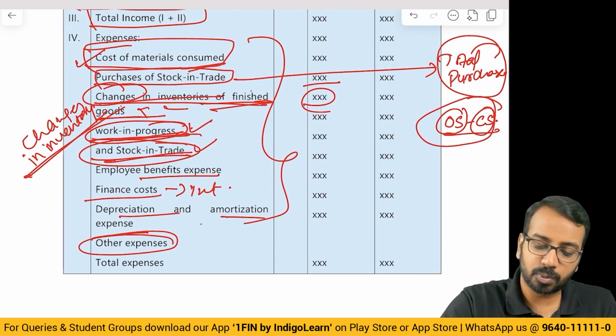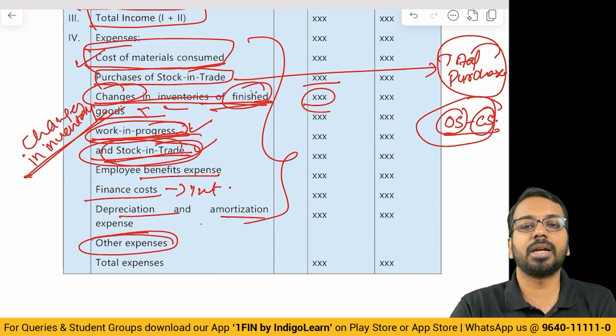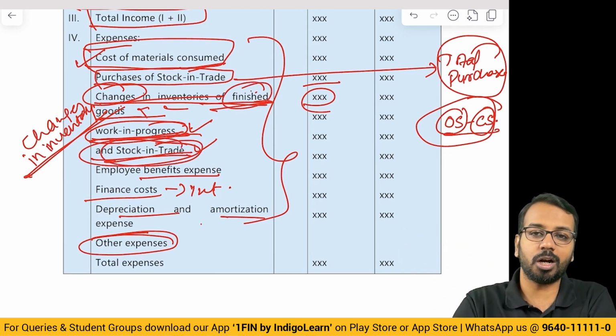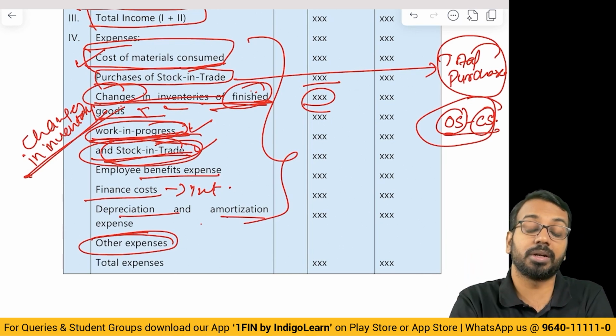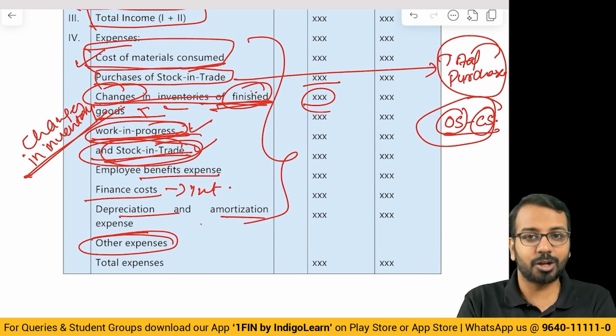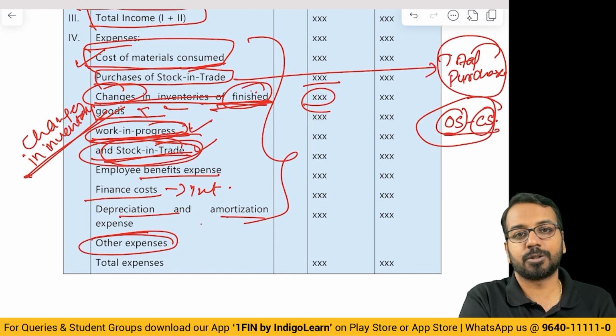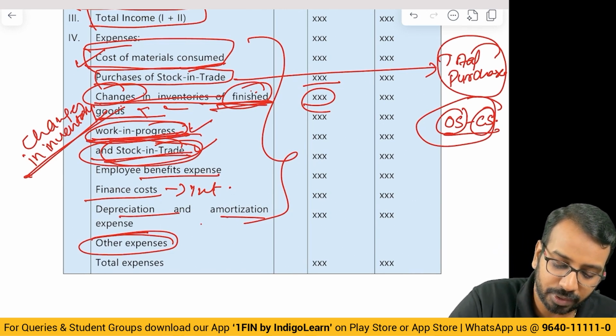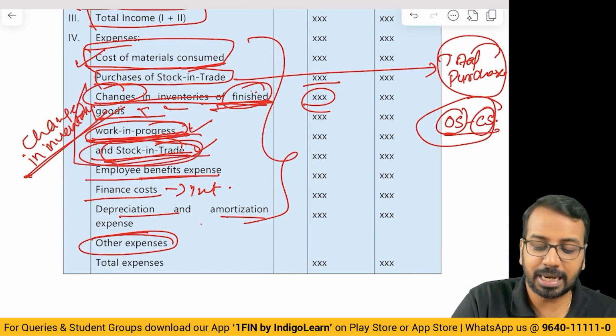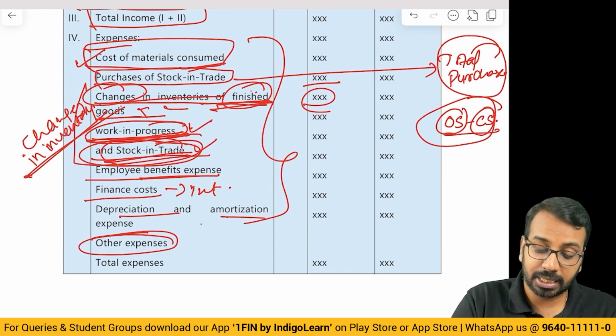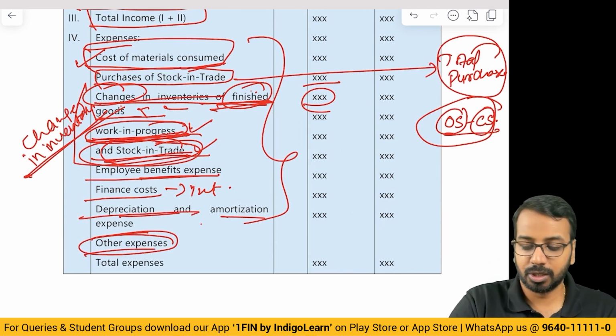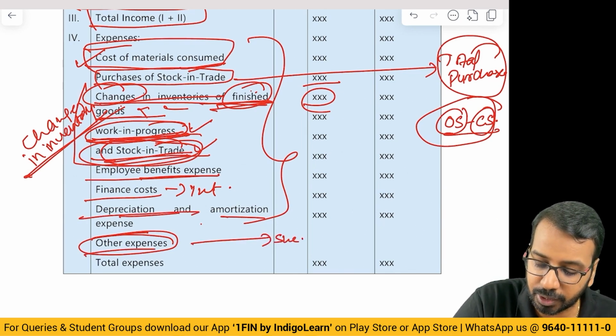Sir, what is the difference between finished goods and stock in trade? Stock in trade is basically I have purchased the stock and I am selling the stock. That is stock in trade. Finished goods means I have purchased the raw material and converted that into finished goods. Then whatever changes are there will be plotted here. Then employee benefit expense, finance cost, depreciation and other expenses. So this will definitely have a schedule here.